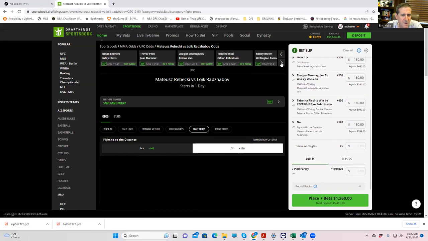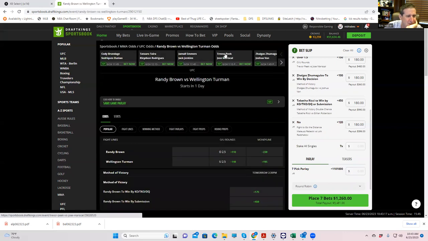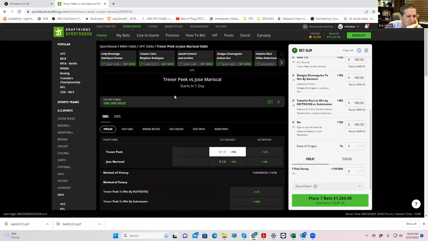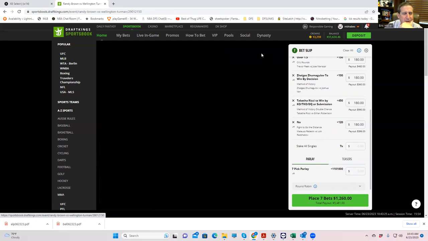Moving on. Randy Brown versus Wellington Turman. This has not been analyzed all too much, except to say that Randy Brown is just kind of a lock. I've seen a lot of Wellington Turman love here. So I guess that would be the contrarian take, but this is going to be sort of difficult to explain.